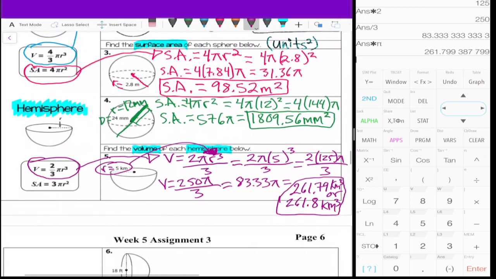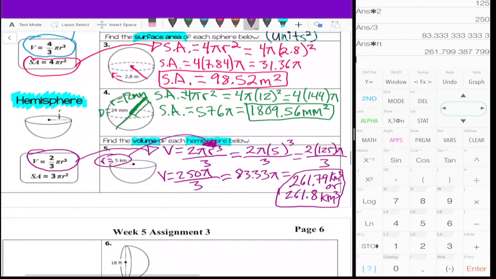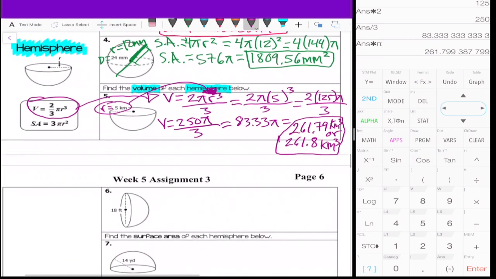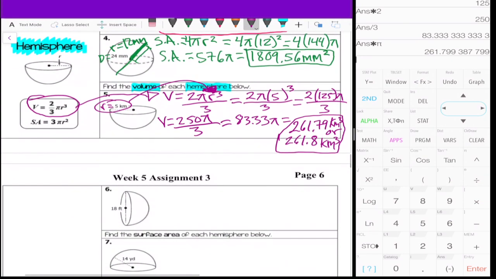And then here, let's see. Yeah, we gotta do another volume one, and then we'll do a surface area. So I know the next page doesn't say anything, but it should be volume. We're going from 5 to 6, so it should be volume again. And then number 7 says find the surface area of each hemisphere below. So 5 and 6 is the volume, and then 7 is going to be surface area.